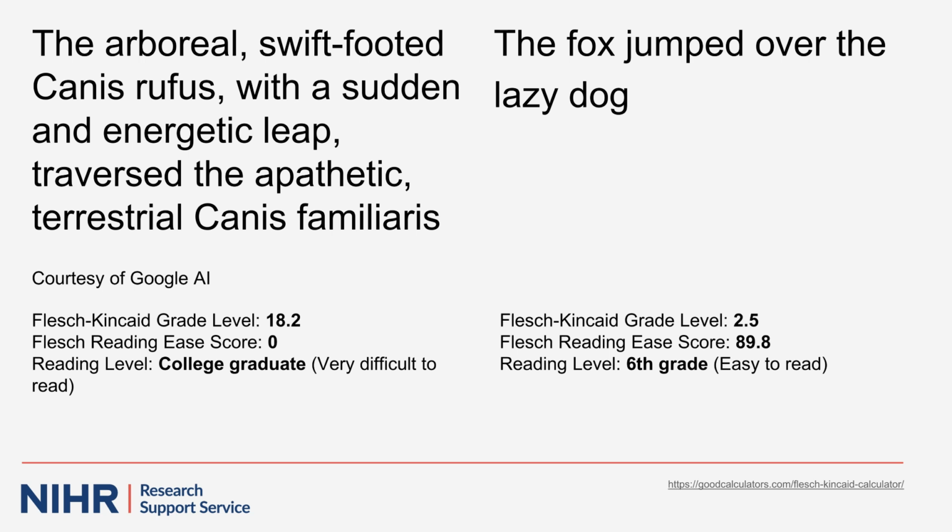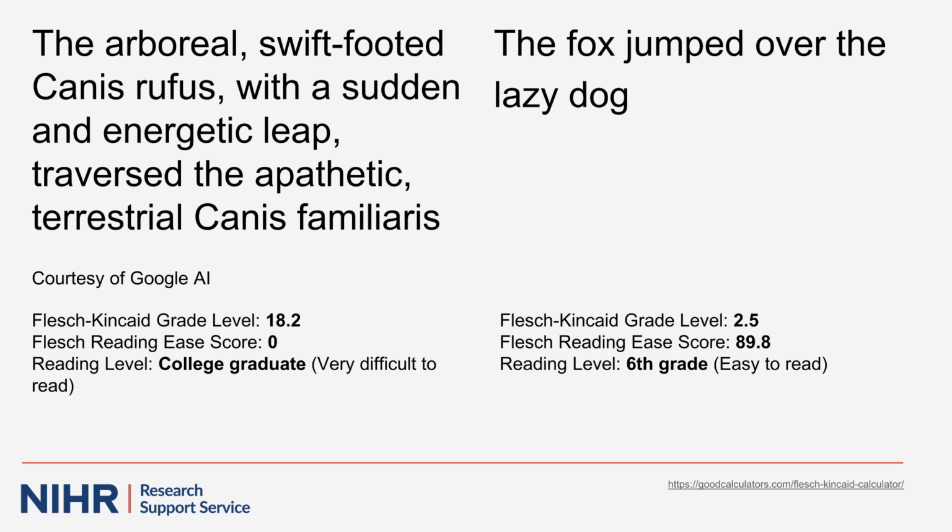If we look at the Flesch-Kincaid grade level score, it's 18.2. Now, I don't know what that means at the moment, but I will show you a better version of it in a minute. And the reading ease score of 0, basically a reading level of a college graduate, which is very difficult to read. If we look at what it actually means, which is the fox jumped over the lazy dog, we have a Flesch-Kincaid grade level 2.5. Reading ease score of almost 90, and it's appropriate to the 6th grade, so it's easy to read.